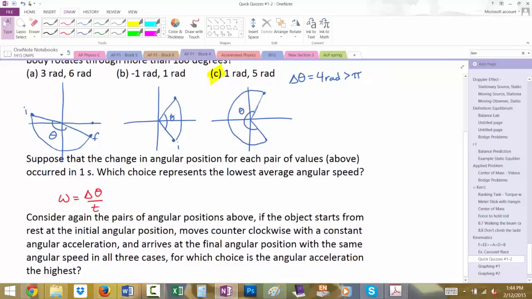Question? So in the third part, they're still doing it in 1 second, right? Let me read it again carefully. If the object starts from rest at the initial angular position and moves counterclockwise with a constant angular acceleration and arrives at the final angular position at the same angular speed in all 3 cases. I think it's in the same time. Just checking. That's how I would interpret it.